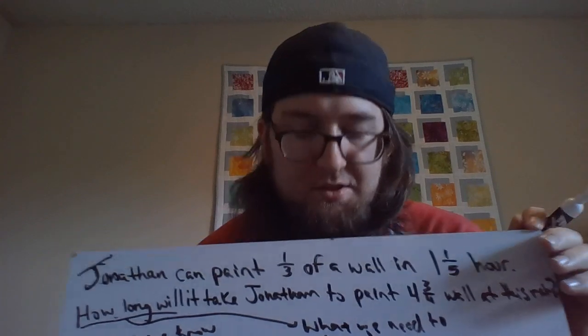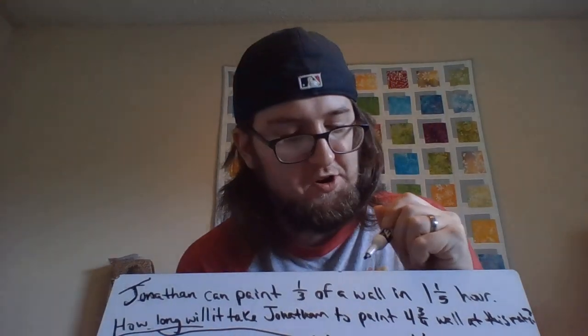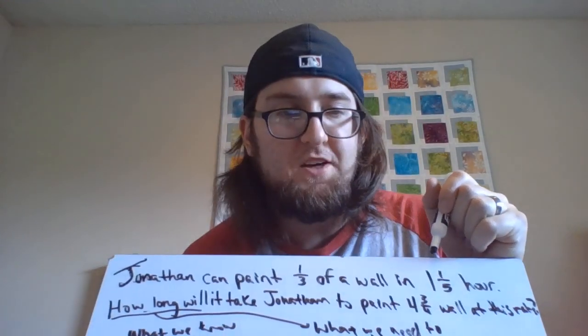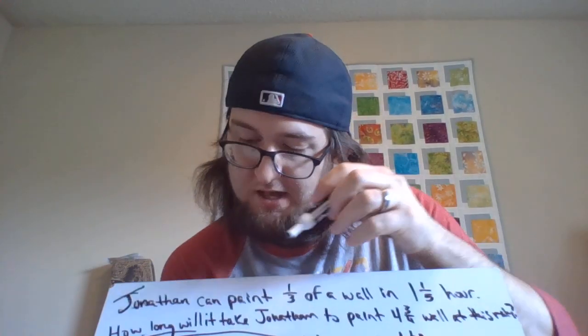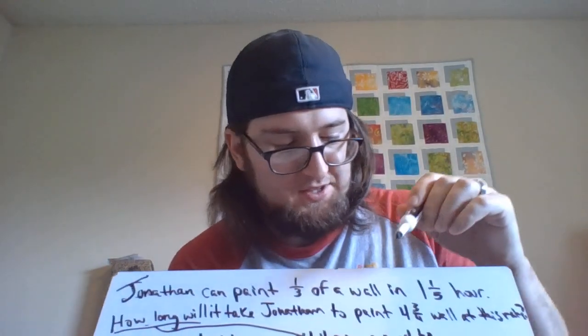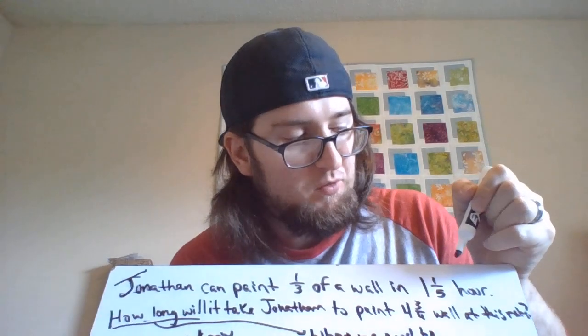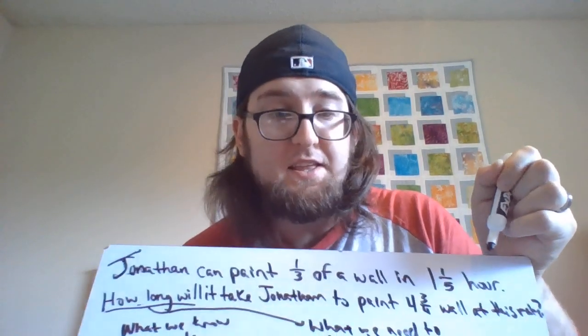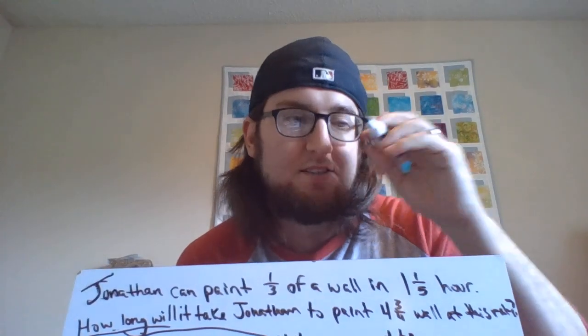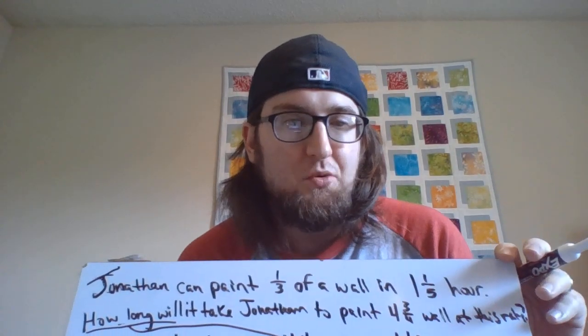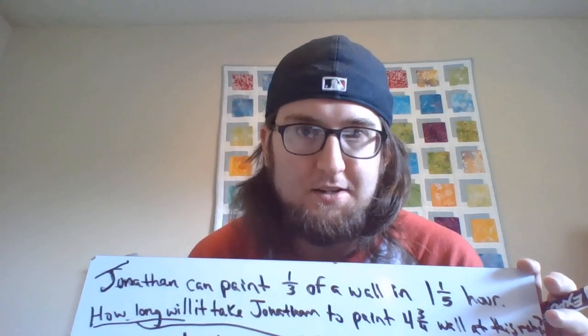So, Jonathan can paint 1/3 of a wall in 1 1/5 hour. How long will it take Jonathan to paint 4 3/4 of a wall at this rate? So the fact that we say at this rate, we know it's proportional. We've got a constant proportionality. Something's happening proportional. So the way to find this is to set up cross products.